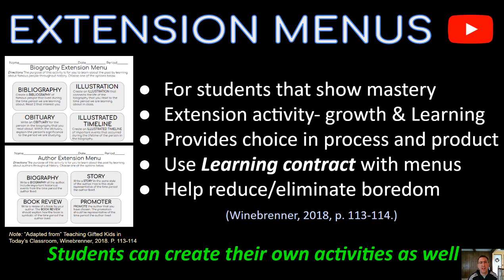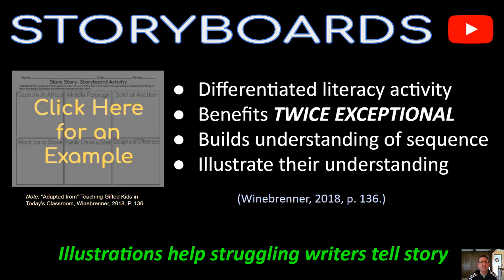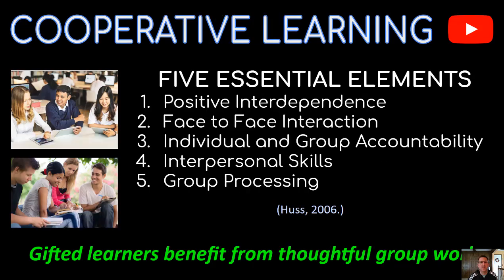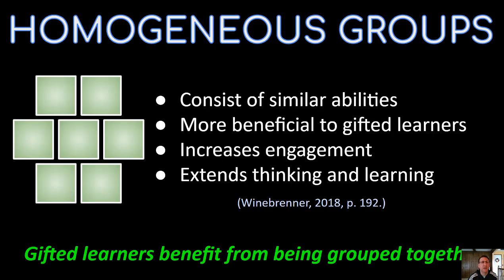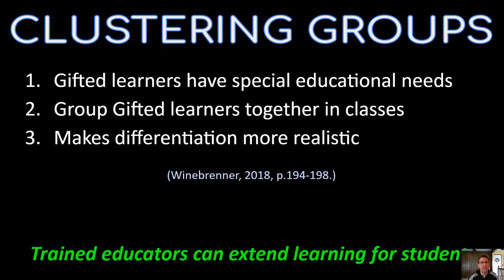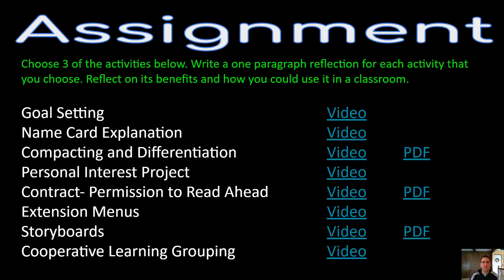Extension menus, these are great activities to use in any classroom, especially ELA classrooms. Storyboards, some gifted learners are what is known as twice exceptional. That means they're gifted in learning, but they also have learning disabilities. Storyboards are an excellent resource or activity to use with those students. Cooperative learning. So these are 5 essential elements. Again, there's a video that explains all of this to you. And then heterogeneous groups versus homogeneous groups. What's better for different types of groups, and then clustering groups as well. So watch the videos for each of those slides, and then that's going to take us to our assignment.